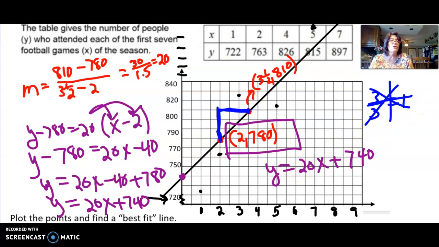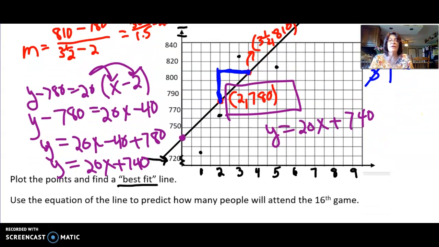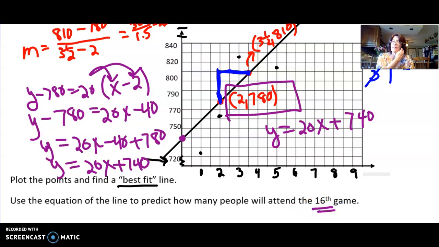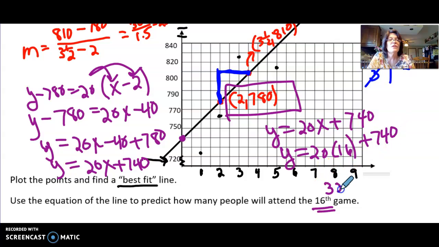Okay, so if I'm trying to prepare, the 16th game is going to be the last game, and I just want to know, wow, I wonder how many people will be there. I don't have to wonder. I can say, well, what I think is I'm going to take 20 times 16. That's 320 plus 740. I think there are going to be about 1,060 people at the game.